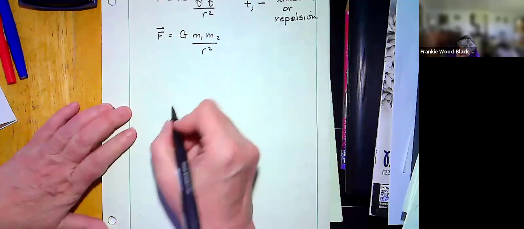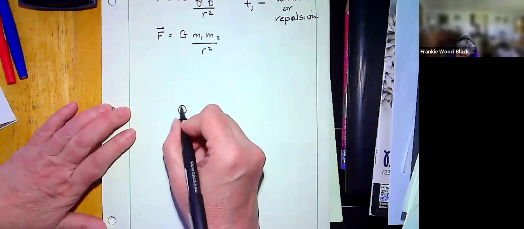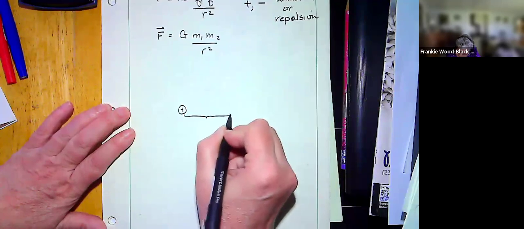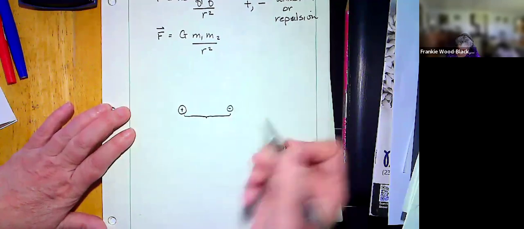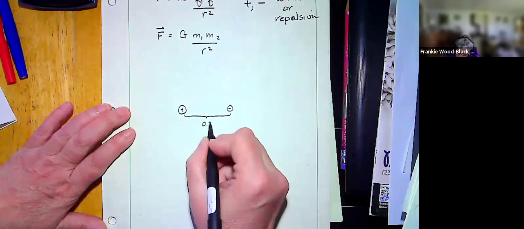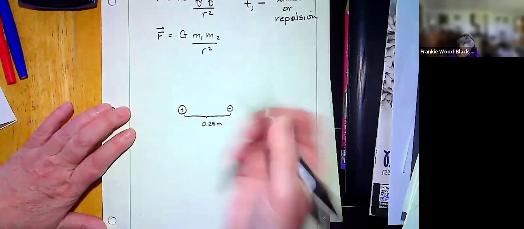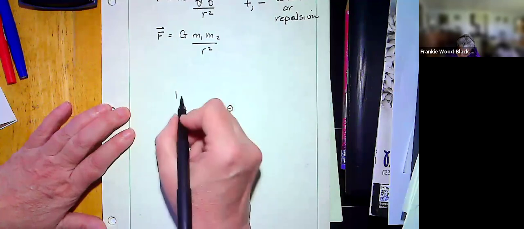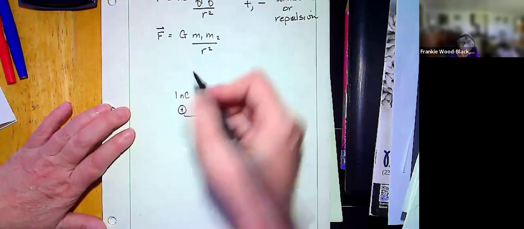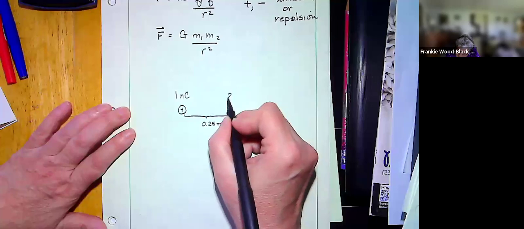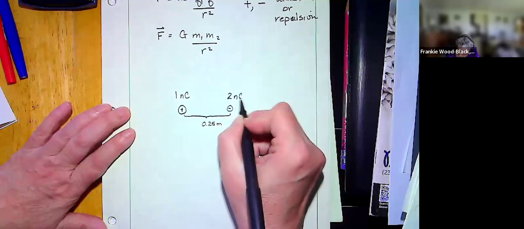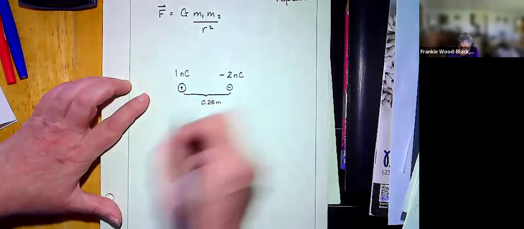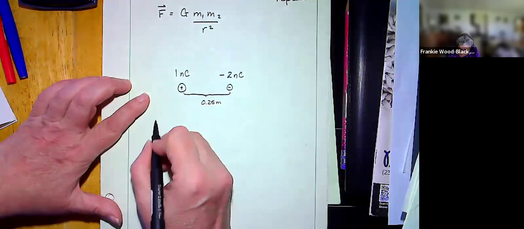So let's look at this. So let's take a charge. We're going to have a positive charge. We're going to separate it from a negative charge. And we're going to have it at 0.25 meters apart. This is going to be a 1 nanocoulomb, and you're going to see these all the time. And this is going to be a 2 nanocoulomb. And we want to calculate the force between these two particles.